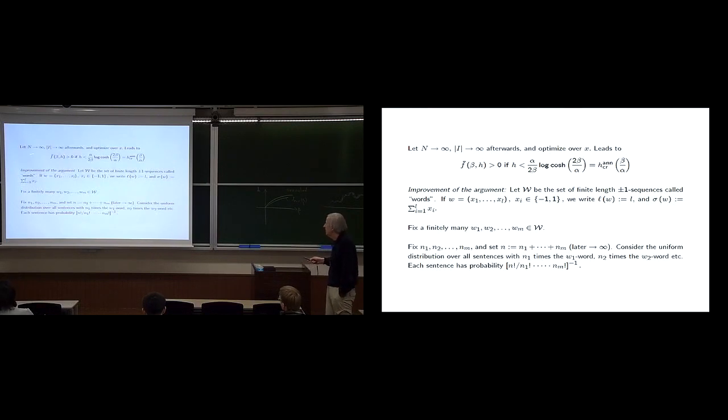And then you let n go to infinity, finally the length of the intervals going to infinity, and you optimize over x, and you do the computation. It's not a difficult computation here. So then you get that as soon as h is more than this value here, then this modified free energy is positive. So then you have proved that the critical value is above that.